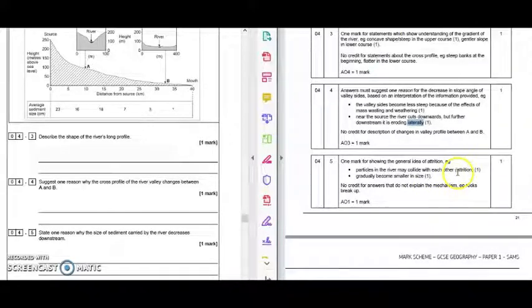And the key word for that is attrition. So you can simply write down rocks hitting each other. This is called attrition. That will get you the mark for 4.5.